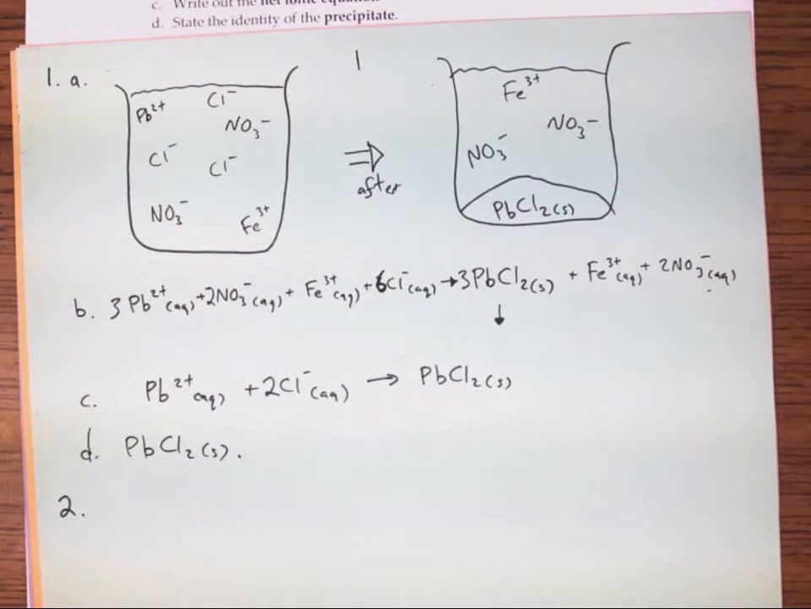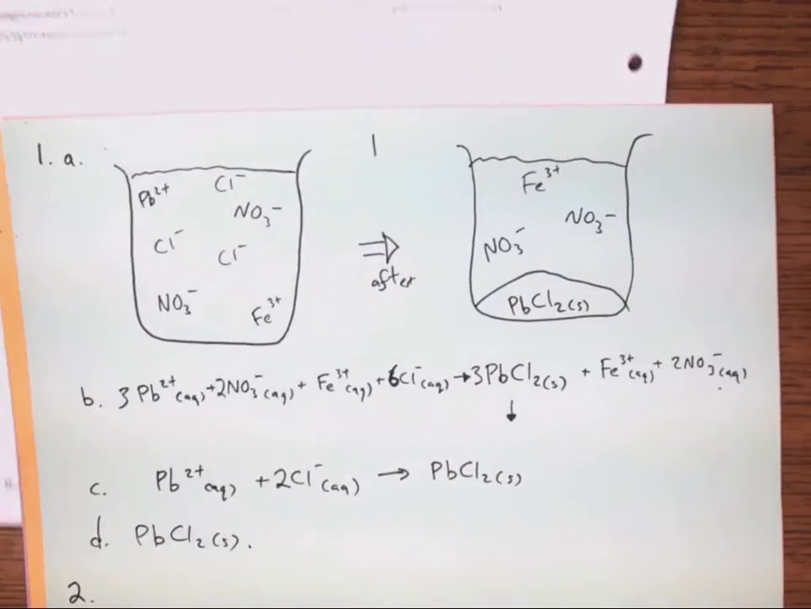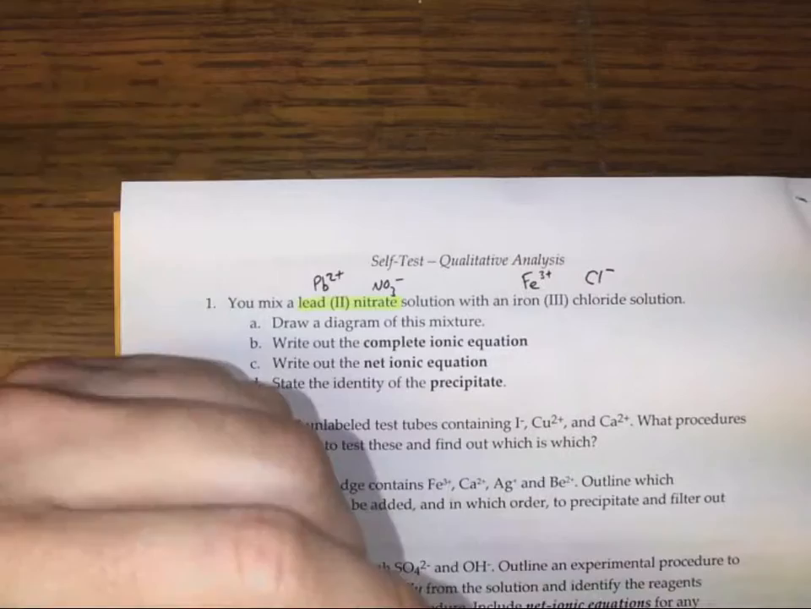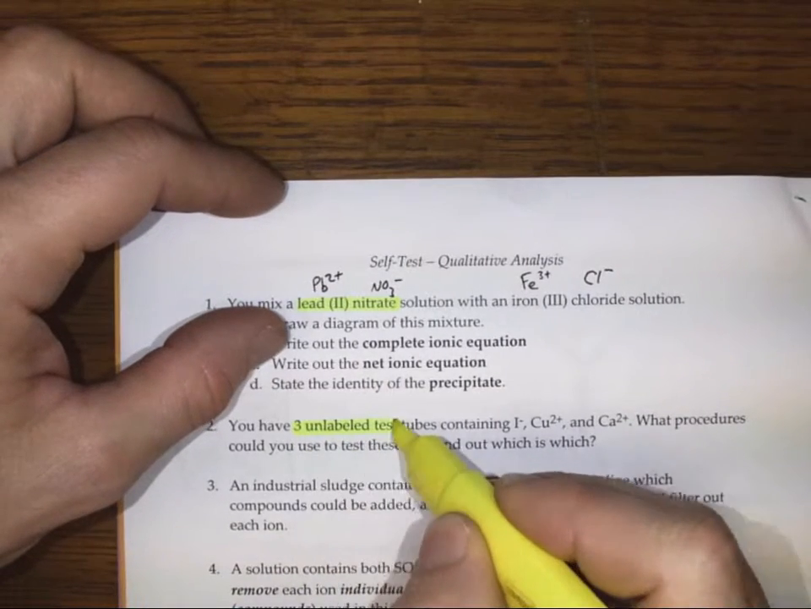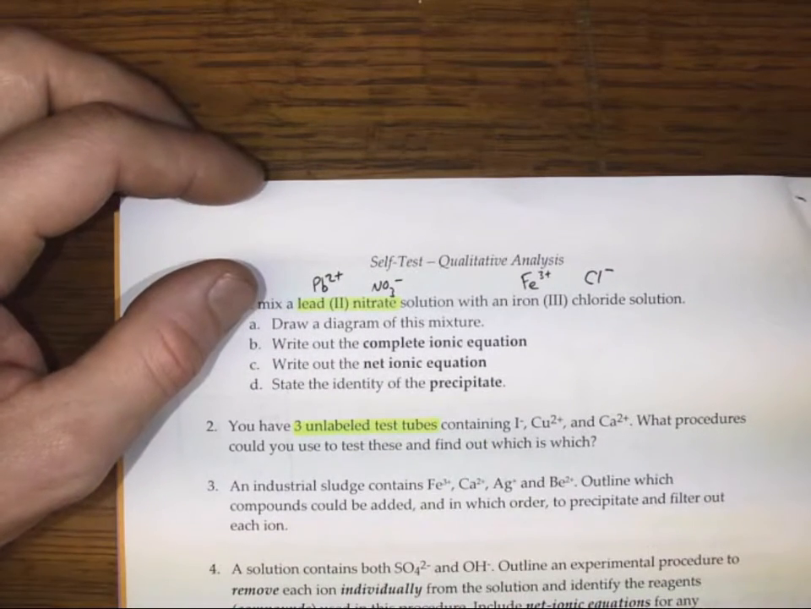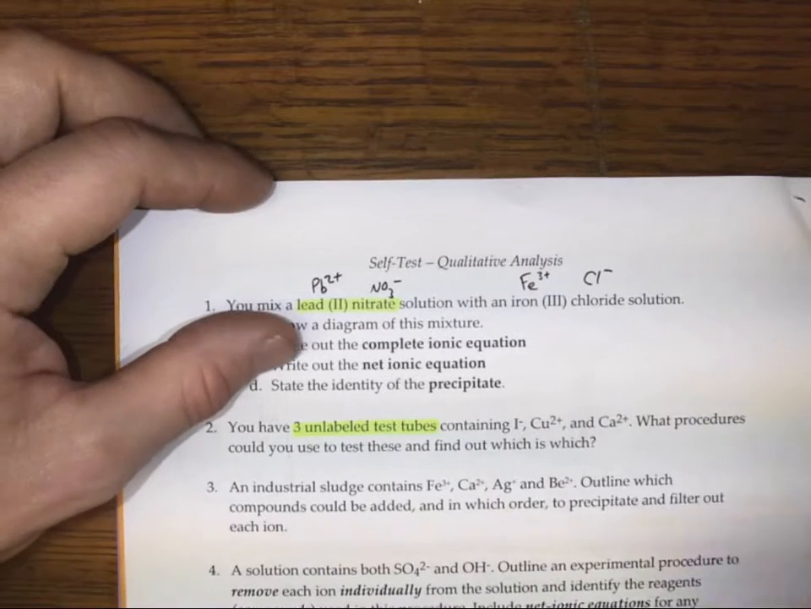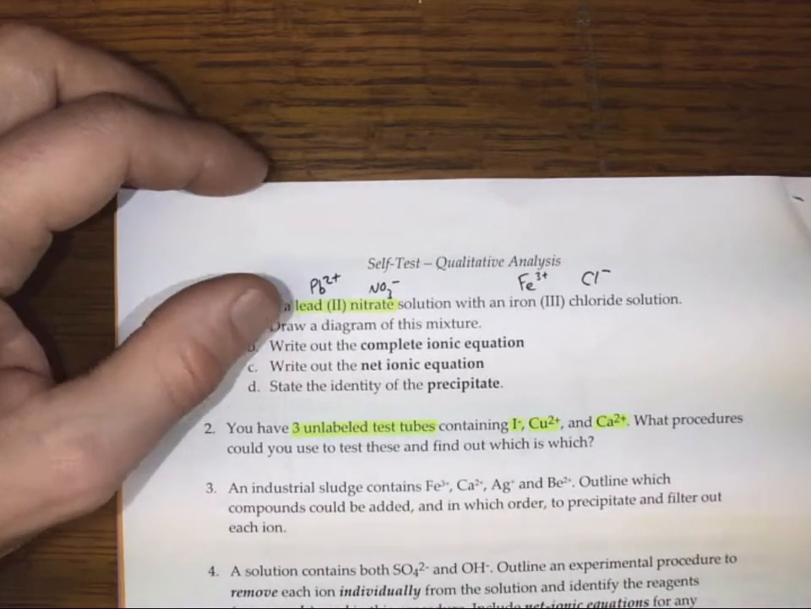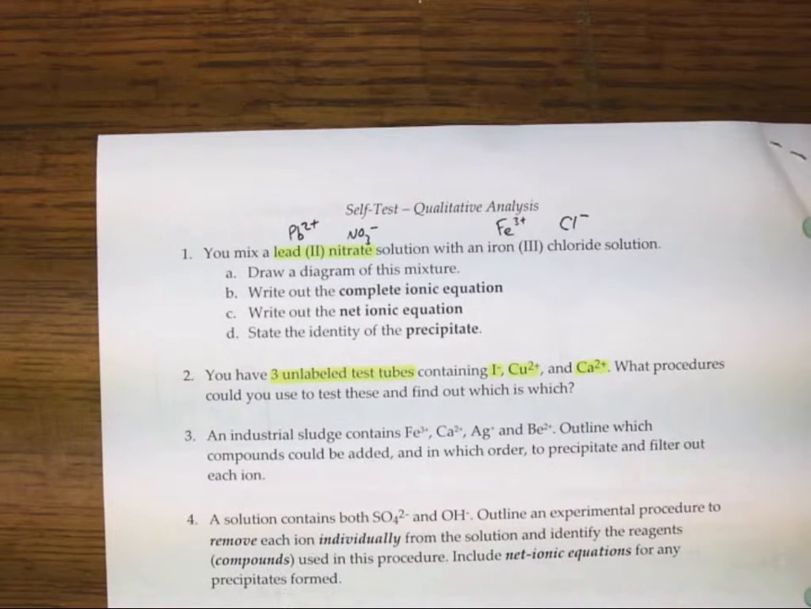All right, so let's move on to question 2. Question 2 says you have 3 unlabeled test tubes, and they contain iodide, copper, and calcium. And we want a procedure that we can use to figure out which one is which.